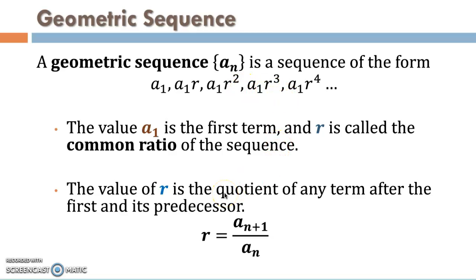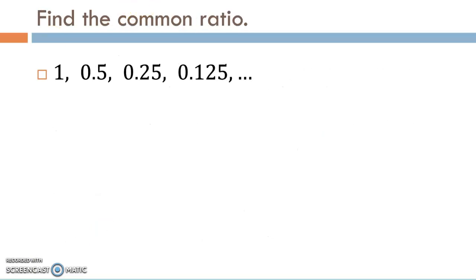And it's called a ratio. When we think about ratios, we think about division or a quotient. And we get it by taking any term after the first, and then we divide by the predecessor of that term. So we could take the fourth term and divide by the third term, or the fifth term and divide by the fourth term, and we will get our ratio for the geometric sequence.